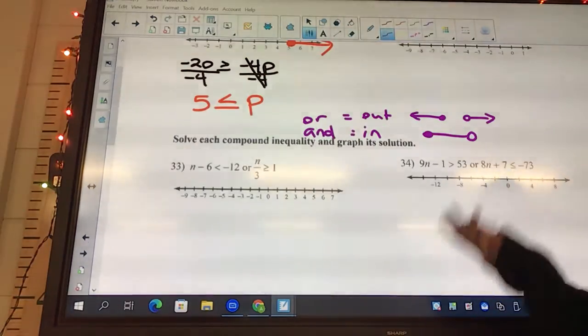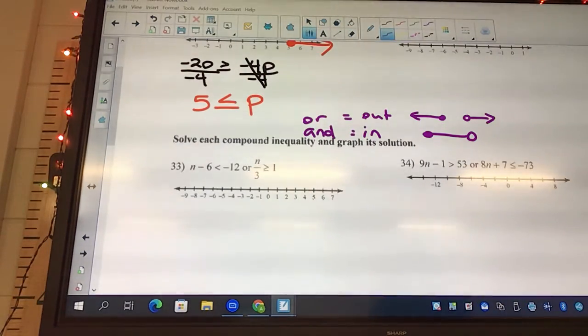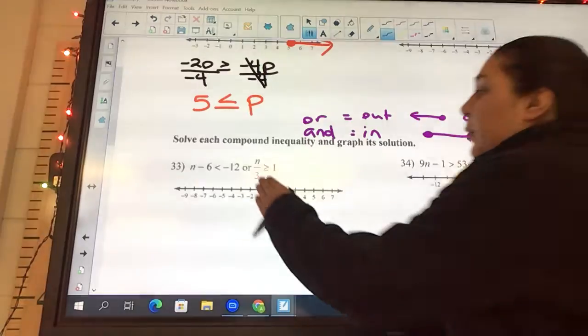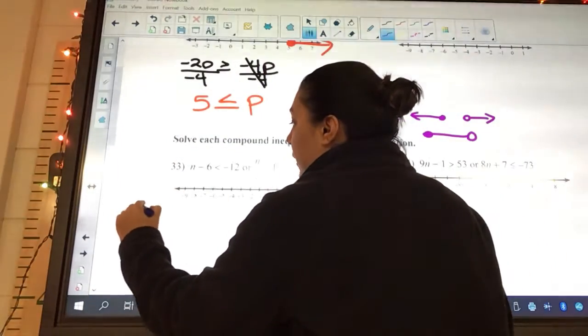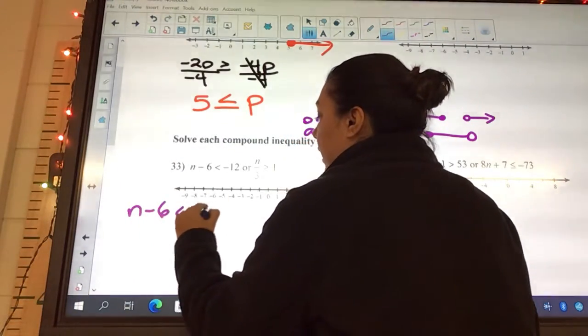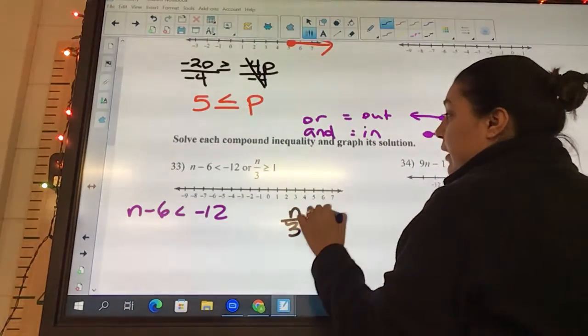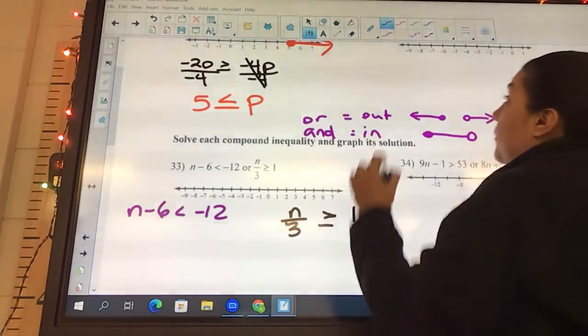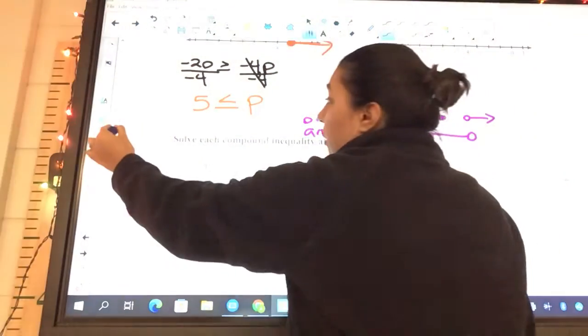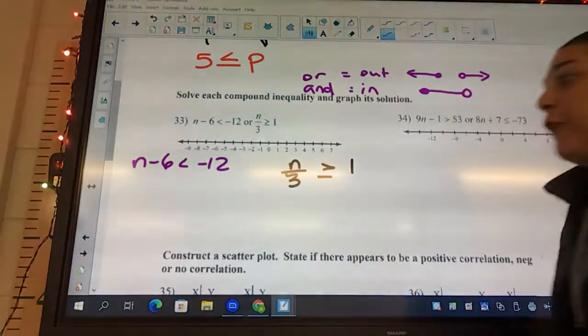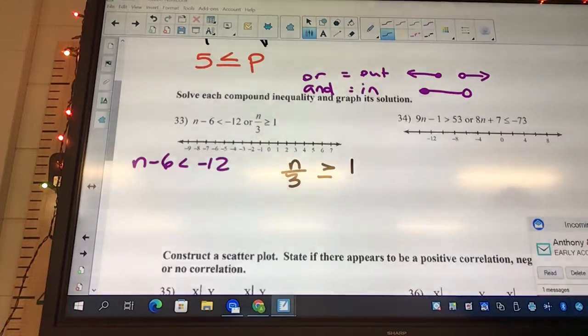Okay, so is this an and or an or? It's an or, so it should be pointed out. So we solve them separately. So we have two equations. I got n minus 6 is less than negative 12, and I got n over 3 is greater than or equal to 1. You just solve them totally separate. So on the first one, how do I get n by itself?